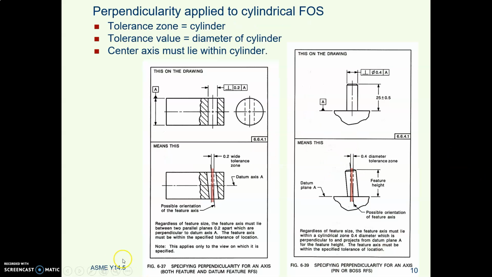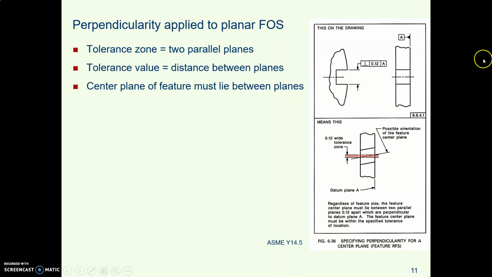Here is ASME. These are both out of the ASME standard. Here's ASME applying perpendicularity to the axis of a hole, and here is the tolerance zone. Here is ASME applying perpendicularity to the axis of a pin or a shaft, and here is the cylindrical tolerance zone. Here is ASME applying perpendicularity to the center plane of a slot.